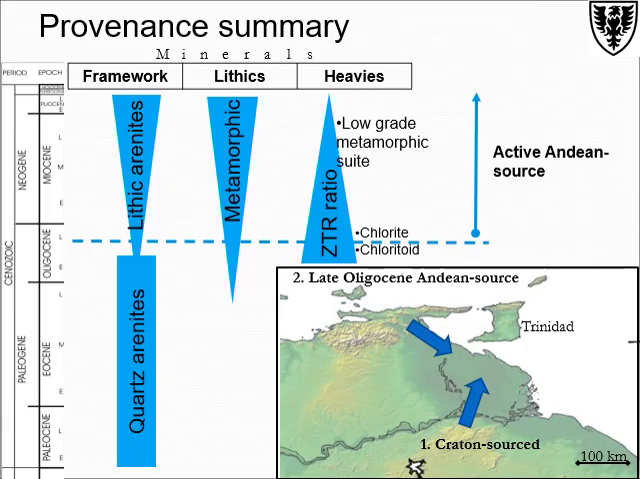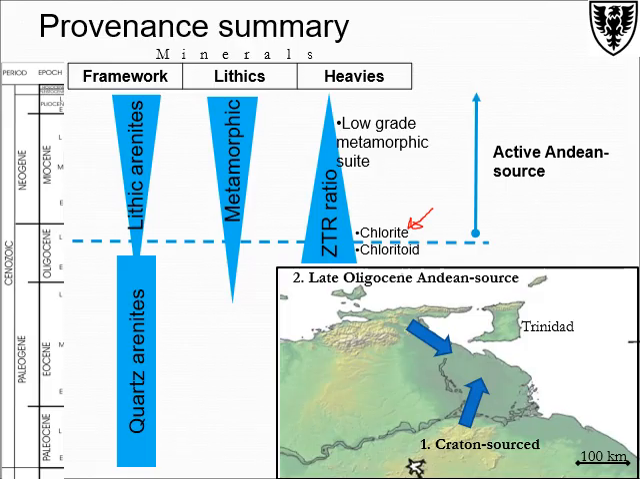So if we focus on the heavy mineral assemblage, we see one, around the Oligocene time, a sudden influx of minerals that has the effect of diminishing the amount of heavy or stable minerals that we had in the rock record. So we see a reduction in what we call the ZTR ratio, largely characterized by an influx of chloritoids and chlorite, indicative of greenschist facies metamorphic rock, what we call the low-grade metamorphic suite.